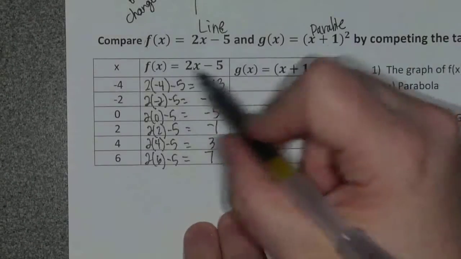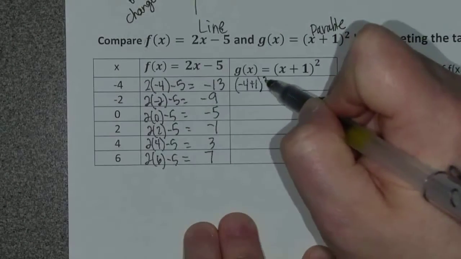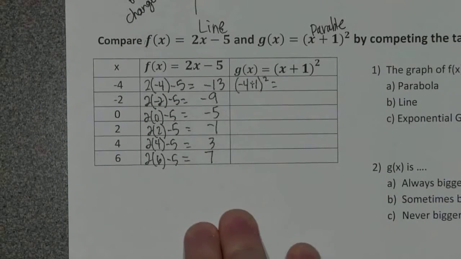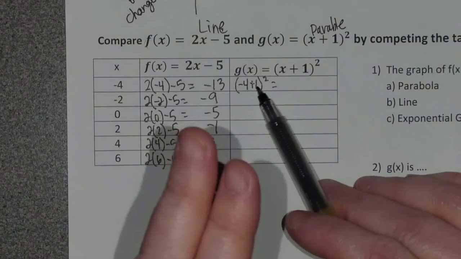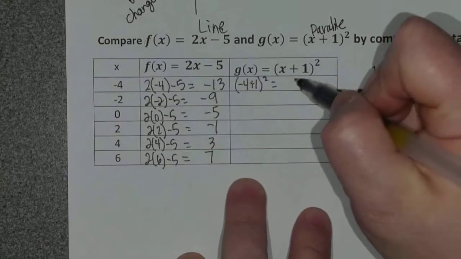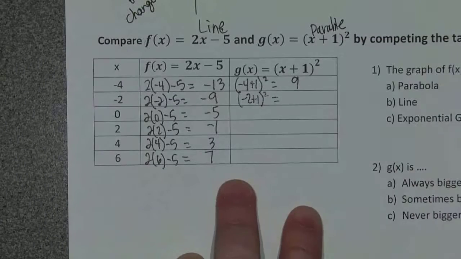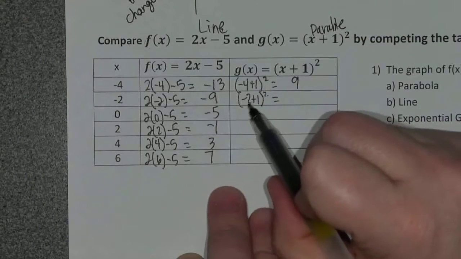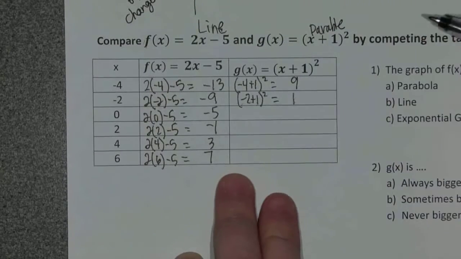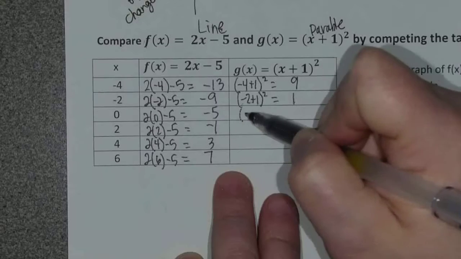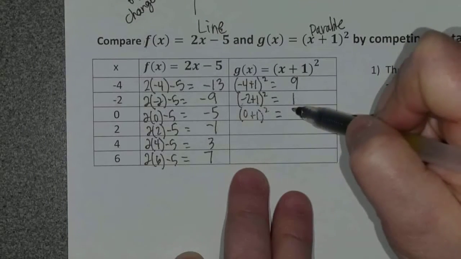We're going to do the same thing here. We're substituting the number in place of x. So negative 4 plus 1 squared. -3. Okay, inside is negative 3, and negative 3 squared would be negative 3 times negative 3, which is positive 9. Good. So negative 2 plus 1 squared. This would be negative 1. Negative 1 squared is positive 1. Good. This will be 0 plus 1 squared, which is 1.